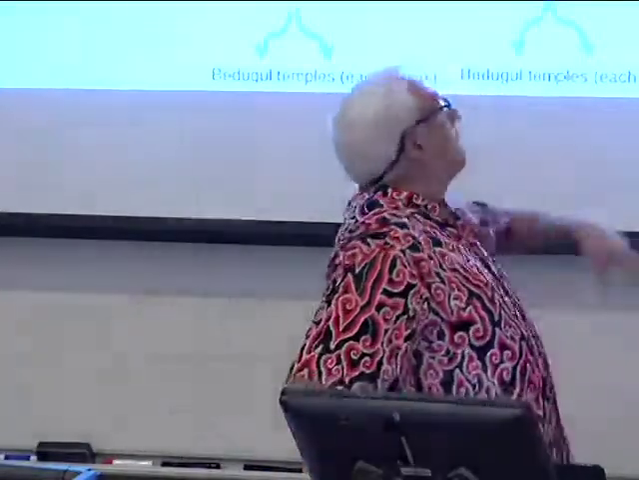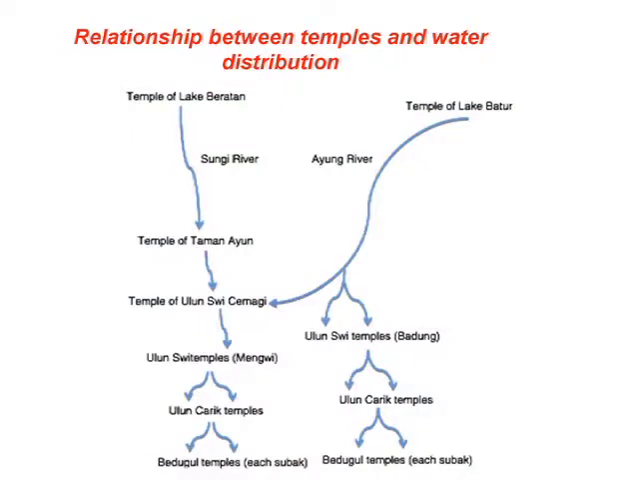Now here's a relationship that'll tell you between temples and water distribution, and this was not something that was discovered semi-instantaneously, but over a period of at least 30 years of investigations, starting with the temple at Lake Batur. So that's, I'm sorry, at the top of the previous map, there's a long river, and there are terraced rice fields all the way down until you get down here to what's called Ulun Suwi temples. And at each of these points, there's now a new junction into new rice fields, new watersheds.